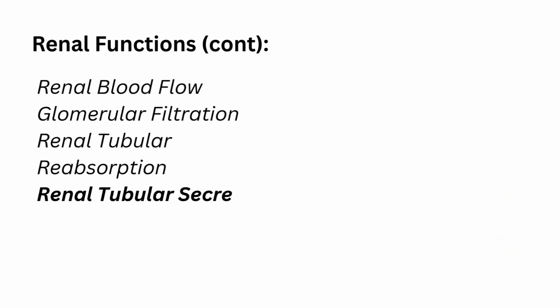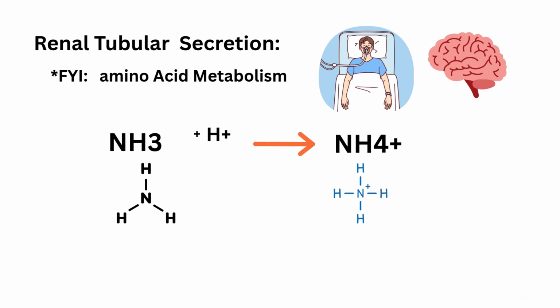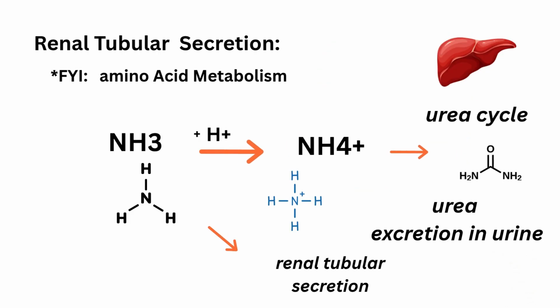The fourth one is renal tubular secretion. What causes ammonia buildup? In summary, breakdown of proteins leads to amino acid catabolism and transamination in the liver, generating ammonia. Ammonia and ammonia ions are very neurotoxic to our brain cells, causing cerebral edema, coma, and encephalopathy. So, how does our body get rid of the neurotoxic ammonia? Ammonia is processed in the liver through the urea cycle and excreted in the urine, getting rid of nitrogenous waste. However, some ammonia is excreted by renal tubular secretion.